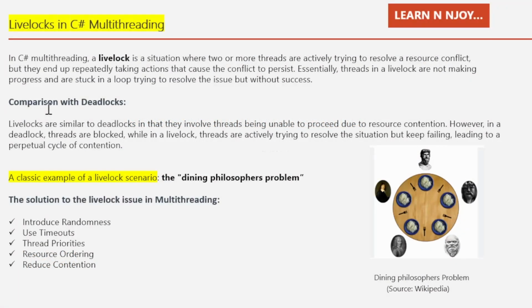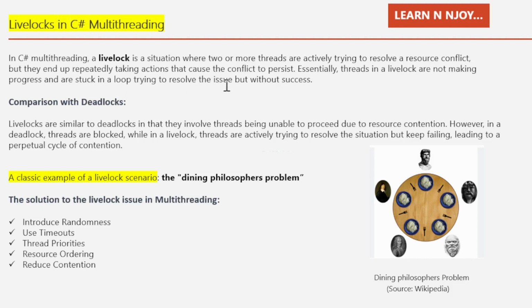Livelocks in C Sharp multithreading. What is a livelock? In C Sharp multithreading, a livelock is a situation where two or more threads are actively trying to resolve a resource conflict, but they end up repeatedly taking actions that cause the conflict to persist. Essentially, threads in a livelock are not making any progress. They are stuck in a loop, trying to resolve the issue but without success.